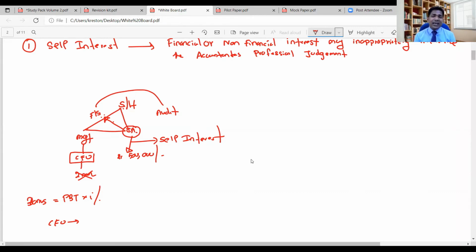Another example. Let's say your wife has a company called ABC Private Limited, and you are the auditor of the company, you are running an audit firm, ABC Associates. Now, can you be an auditor of your wife's company? What are the challenges? What is the challenge that you have to face?